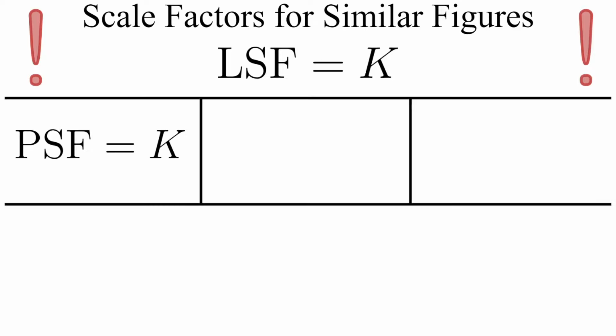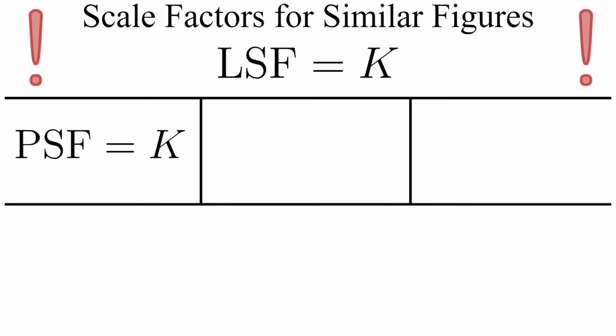The perimeter scale factor, well, perimeter is just a linear measurement. So perimeter scale factor is just equal to K. I didn't even need to make a separate equation for that. I'm just emphasizing that again, simply because College Board likes to ask about perimeter.